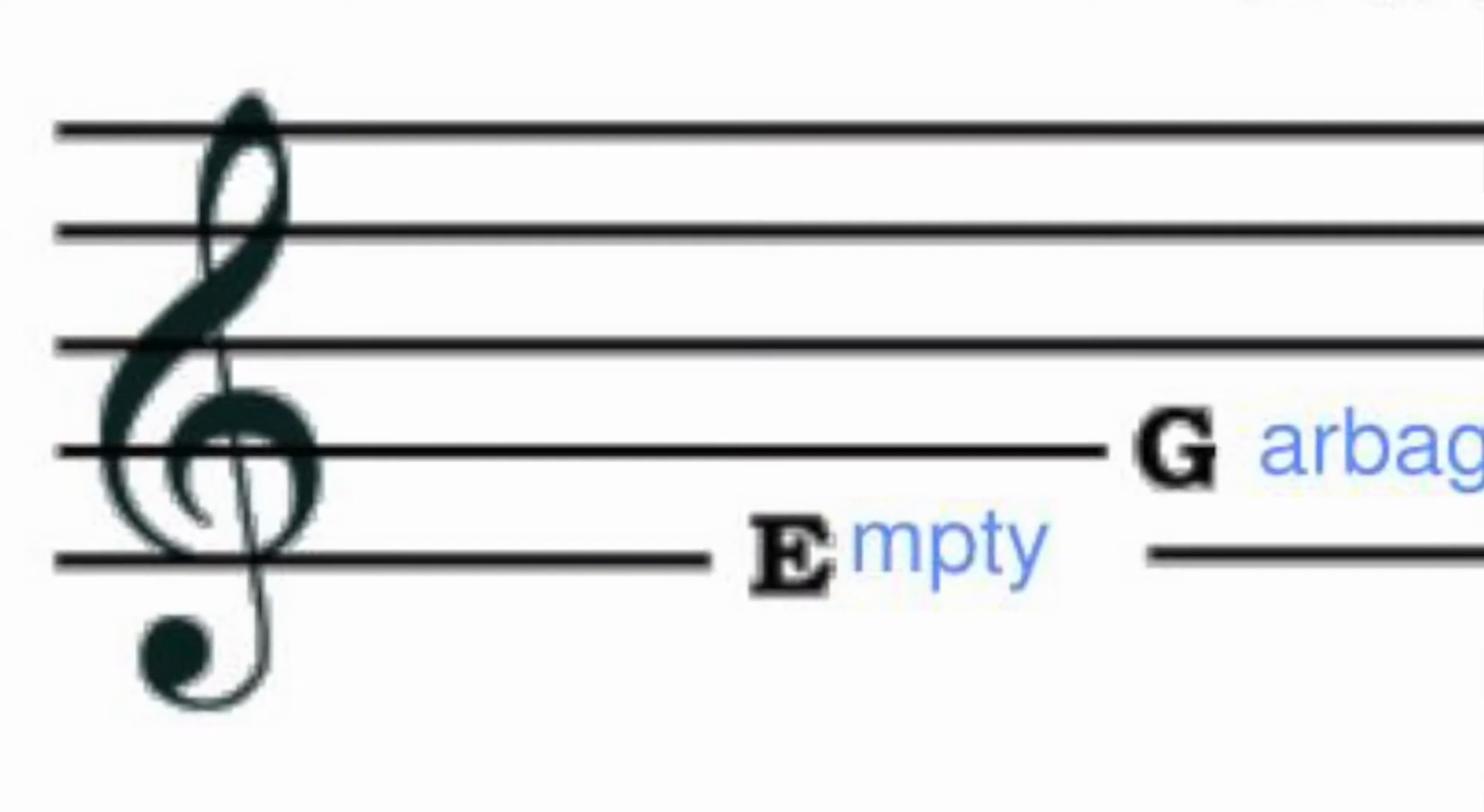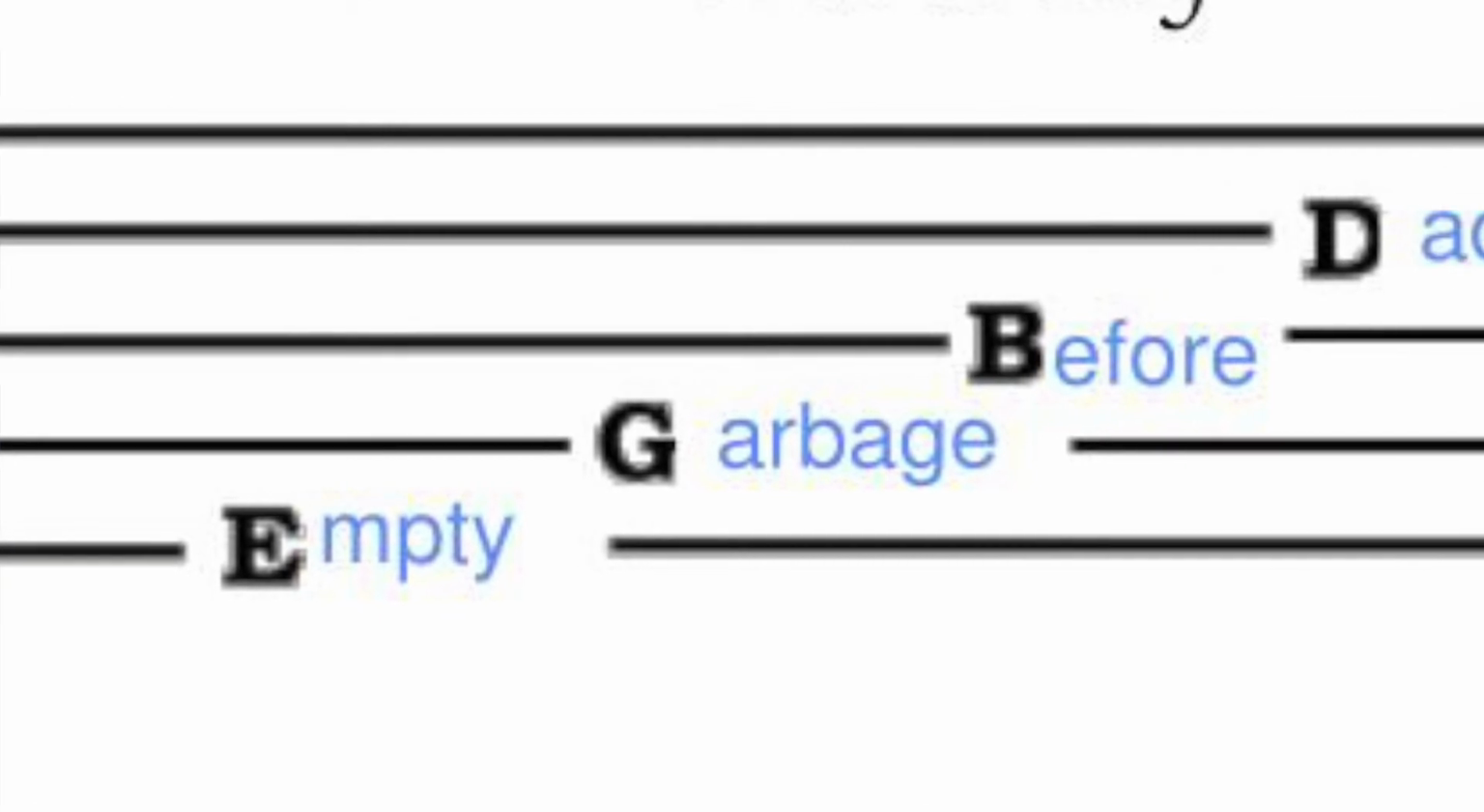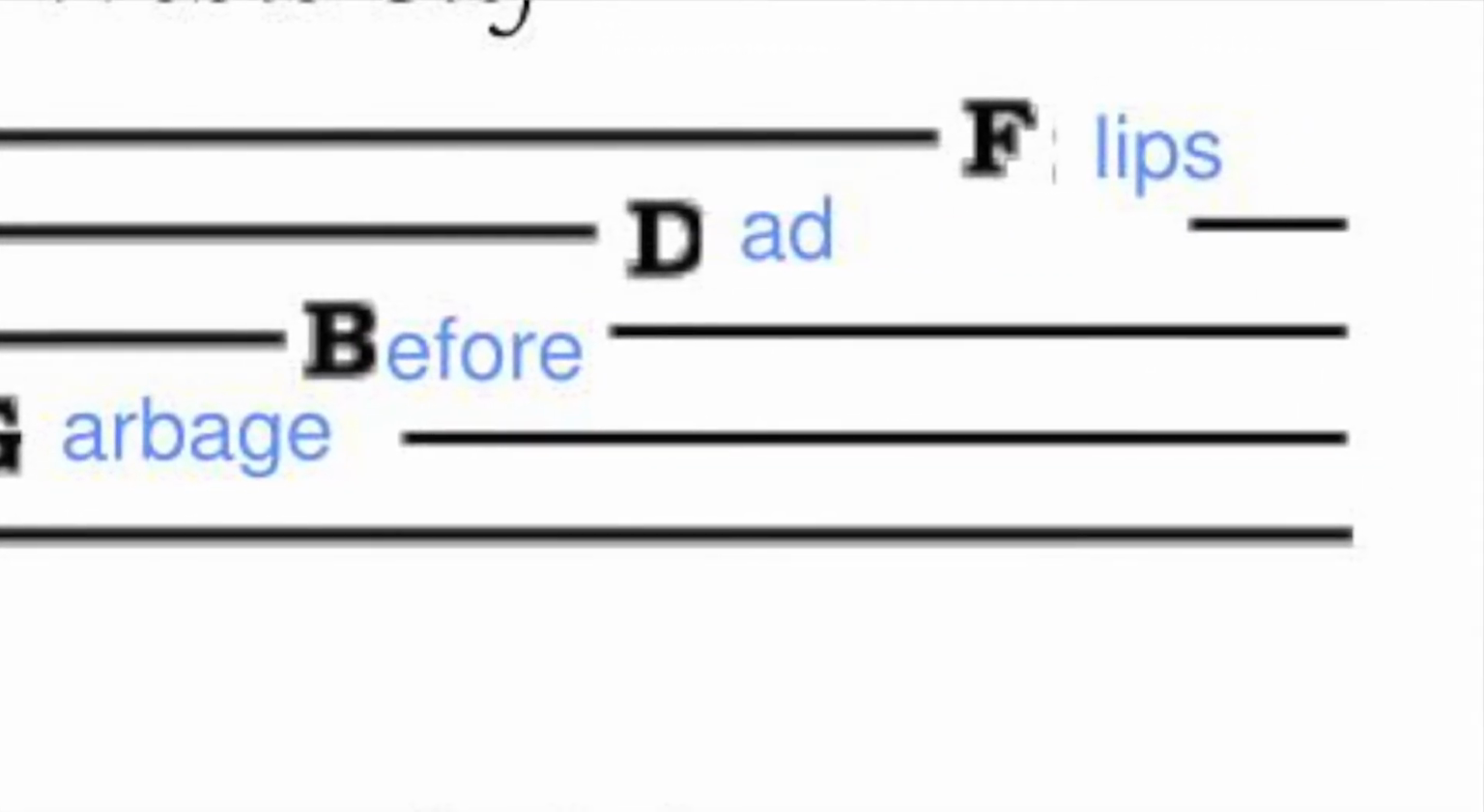For the notes that fall on the lines of the staff, we can use the acronym empty, garbage, before, dad, flips. E for empty, G for garbage, B for before, D for dad, and F for flips. Empty, garbage, before, dad, flips. This order will not change just as long as there is a treble clef at the beginning of your staff.